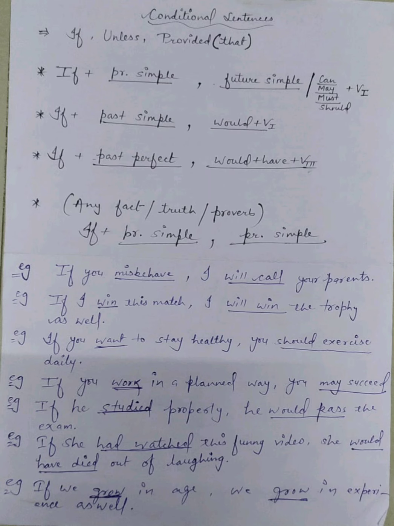If the if clause is there in past simple tense, means if you see v2, was, were there in the if clause, then in the main clause you will have to use would plus v1. If you see past perfect tense there in the if clause, past perfect tense means had plus v3, then in the main clause you will have to use would have plus v3.